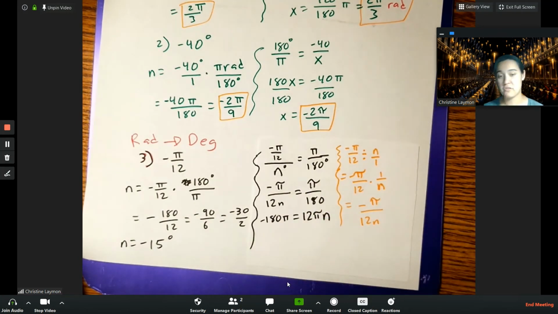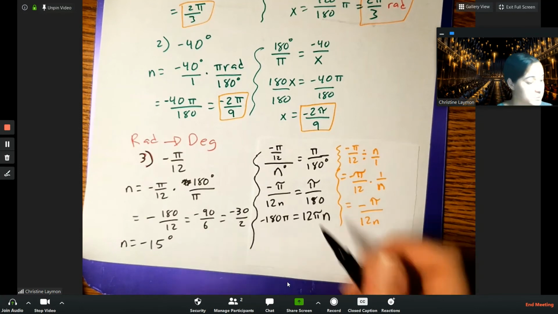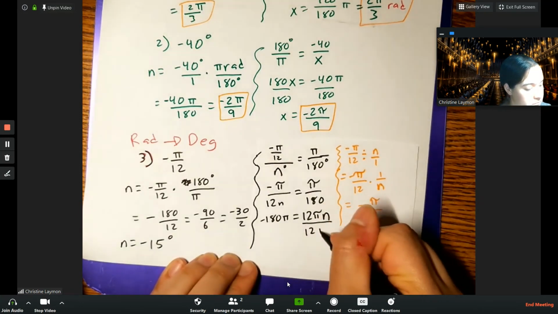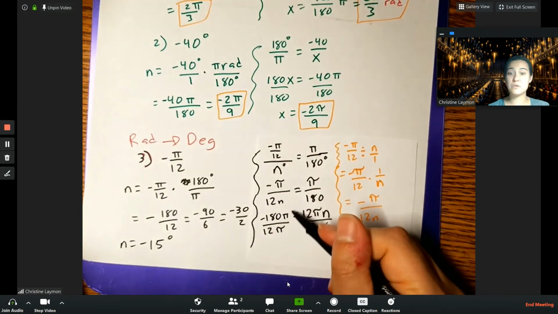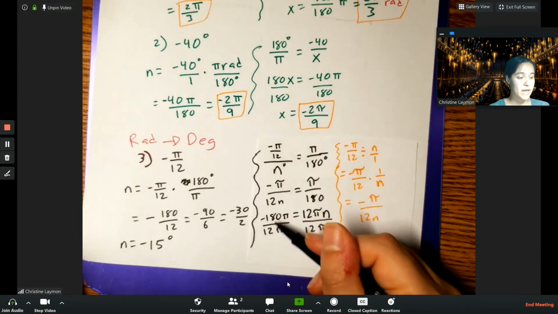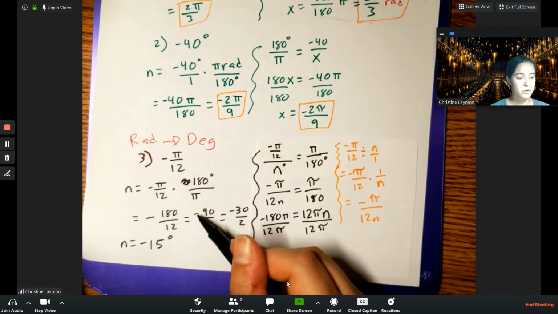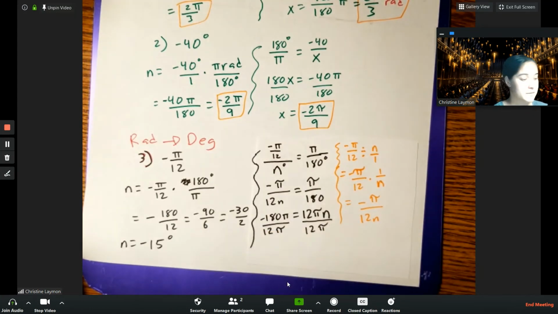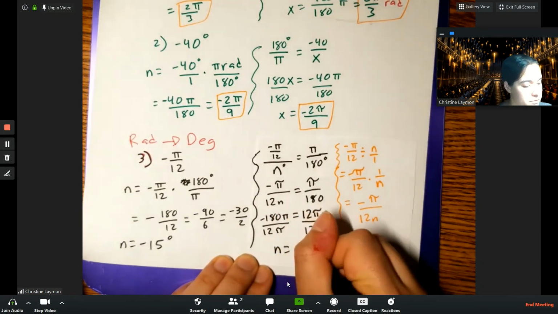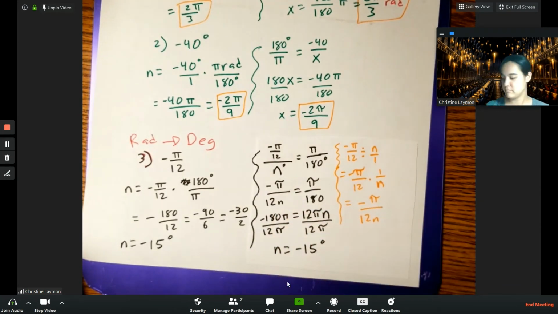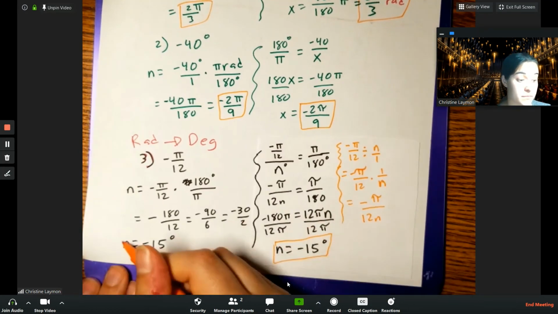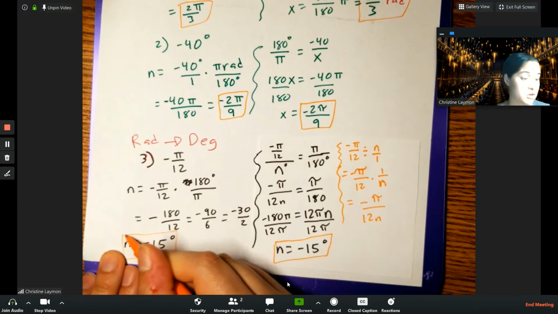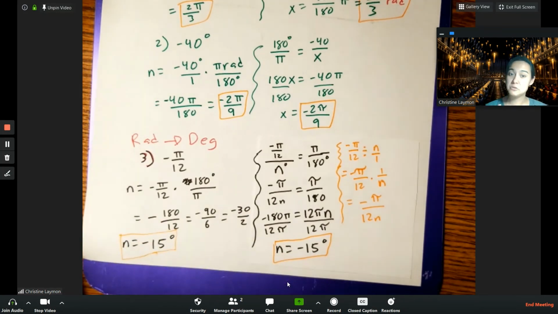I'm solving for n, so go ahead and divide both sides by 12 pi. The pi's will cancel, and negative 180 divided by 12, from our work here, is negative 15. So n still equals negative 15 degrees. So again, the ratio method is better sometimes over others. This is one time when ratio looks a little bit more confusing, but it still works as long as you are okay with fractions.